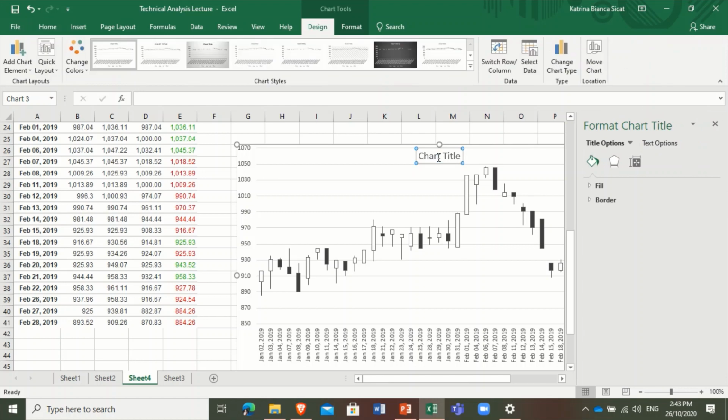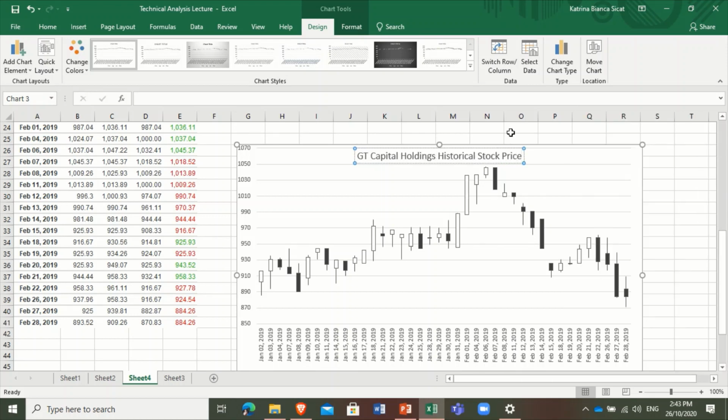Make sure you are editing your chart title. This is GT Capital Holdings. Historical stock price. Okay, so there you go. Ganun lang kadali.